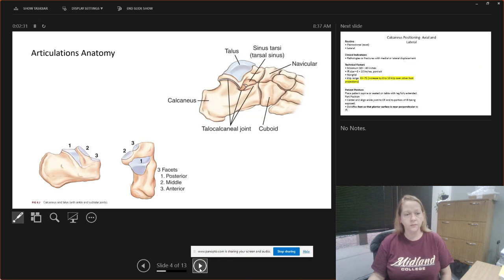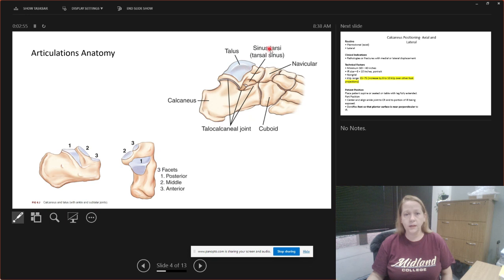There we go. So here's looking at the calcaneus and the joints that are involved in it. It has three facets: the posterior, because it's the one in the back, the middle, and then the anterior. This is the back and this is the front. So this would be the posterior part of the calcaneus, and this is the anterior part of the calcaneus.